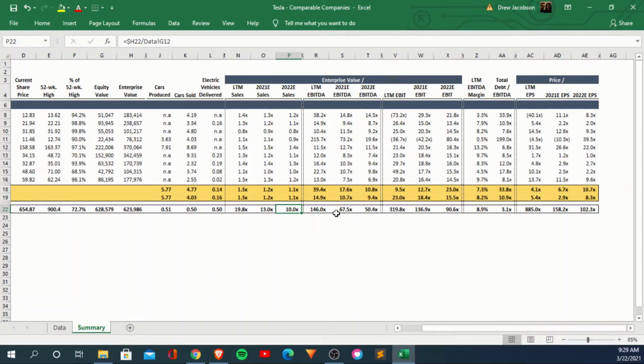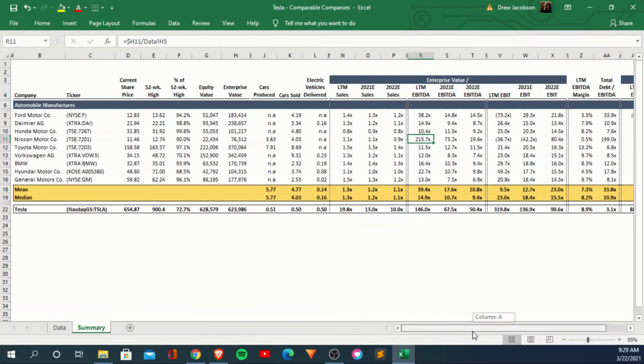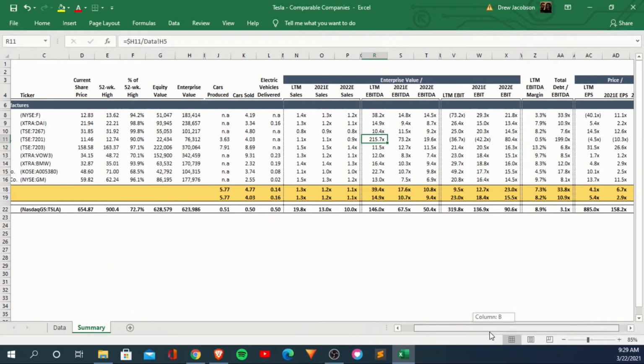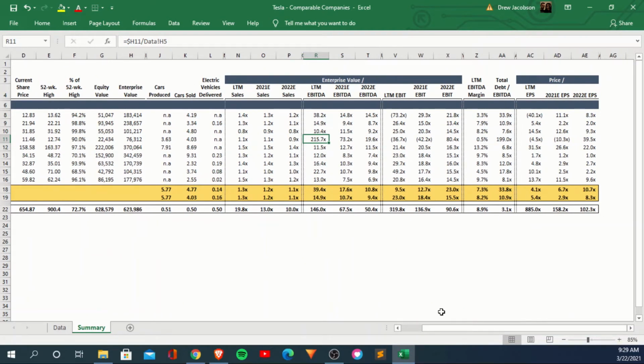And if we look at EBITDA, same thing. I think we have one outlier here, really, which is Nissan. My guess is they probably had some weird EBITDA. Something happened in the last year there, like a big write-off or something, causing them to trade at a really high EBITDA multiple. But if we were to ignore that, and they normalize back out by 2022, Tesla is still trading leagues above.